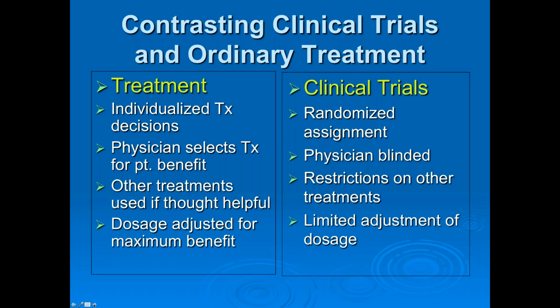So in treatment, you make individualized treatment decisions. In a clinical trial, what treatment you get is randomly assigned. In treatment, the caregiver selects treatment based on the best interests of the patient, at least they should. In clinical trials, the physician or the caregiver is generally blind to what treatment is being given.